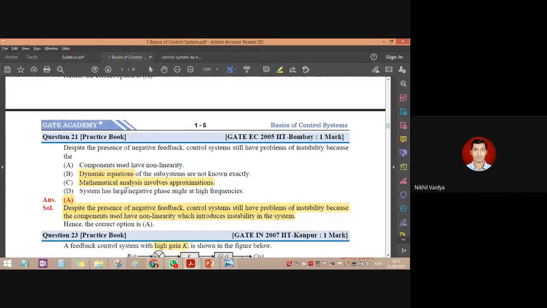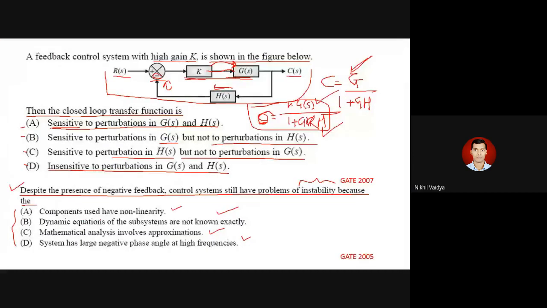System has large negative phase angle at high frequencies. So when the frequency of the response changes, the negative phase angle changes. It is basically the analysis of our plots, Bode plots and Nyquist plots, so there we get this response. But it reflects on the basic part, so that's why these options are given. So here the correct answer is A.